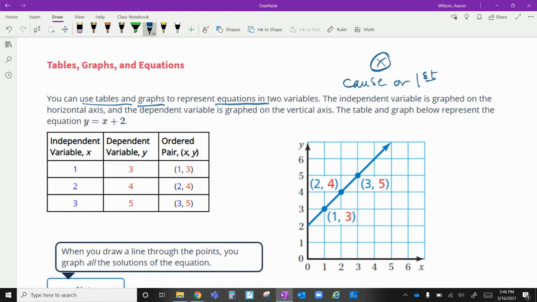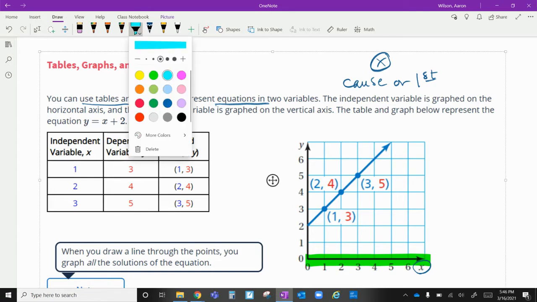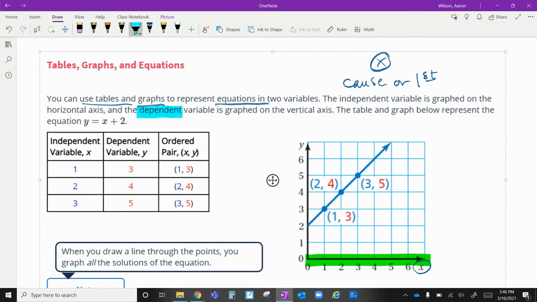Keep in mind the horizontal axis. I'll highlight the horizontal axis down here. And notice what is next to the horizontal axis is the letter x, or the variable x. And then moving on to the dependent variable, I'll highlight the dependent variable in a lighter blue. And the dependent variable is graphed on the vertical axis, being up and down.